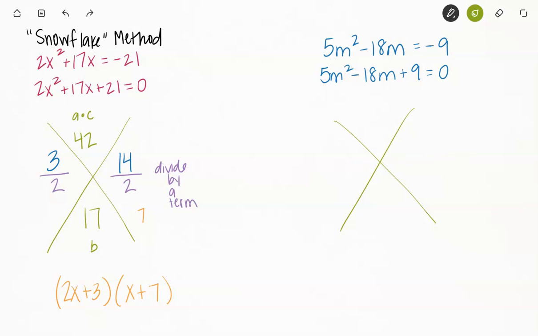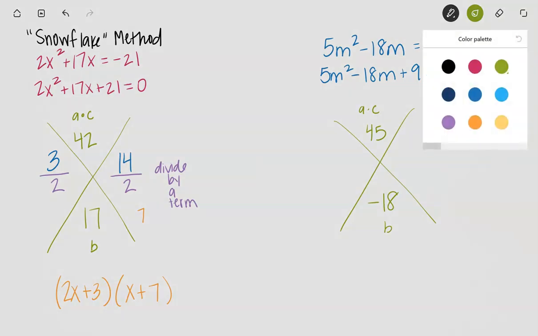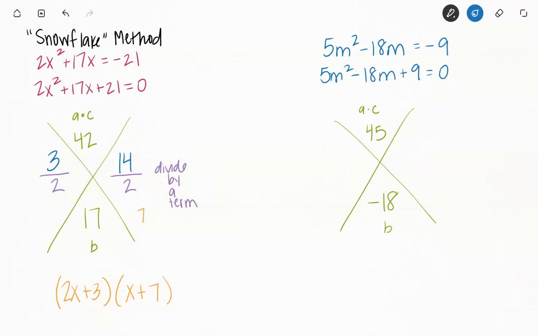So if we have a times c at the top, 9 times 5 is 45. You've got your b term at the bottom, that is negative 18. All right, so we've got 45 and 18. Our two numbers that would be multiplying to be 45 and adding to be a negative 18 is going to be negative 3 and negative 15. Negative 3 times negative 15 is 45. Negative 3 plus negative 15 is negative 18.